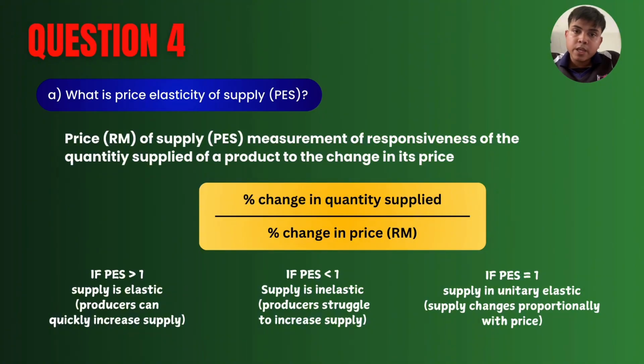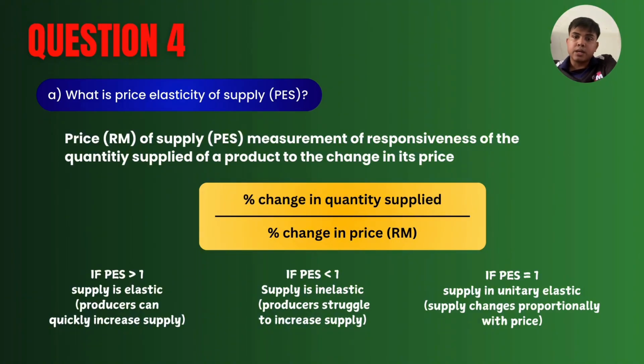Okay, we see here, if PES is greater than 1, supply is considered elastic, meaning producers can quickly increase supply in response to a price change. If PES is less than 1, supply is inelastic, meaning producers struggle to increase supply when price rises. If PES equals 1, supply is unitary elastic, where supply changes proportionally to price.